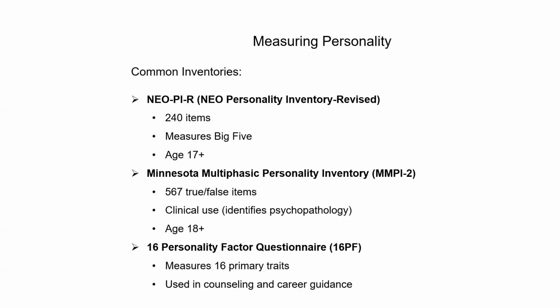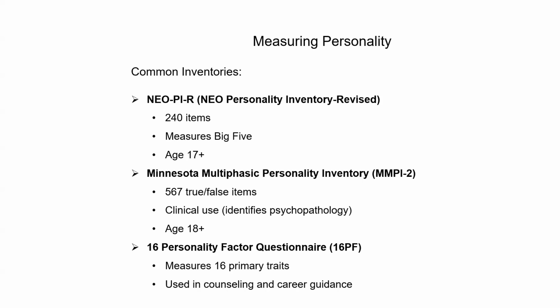The first one is the NEO Personality Inventory Revised. There are 240 items, and it measures the Big Five. Earlier I talked about the five traits. We can give it to students over 17 years old. The other one has true or false items, 567. It is used for psychological clinical use, and we can give it to those over 18 years old.